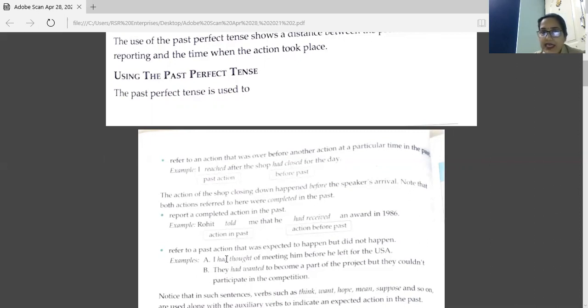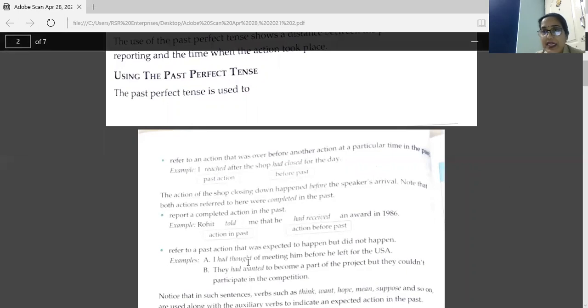Refer to a past action that was expected to happen but did not happen. See the sentence? I had thought of meeting him before he left for the USA. So this was an expected action, which was going to happen, but it didn't happen. So here we have had thought, past perfect tense.